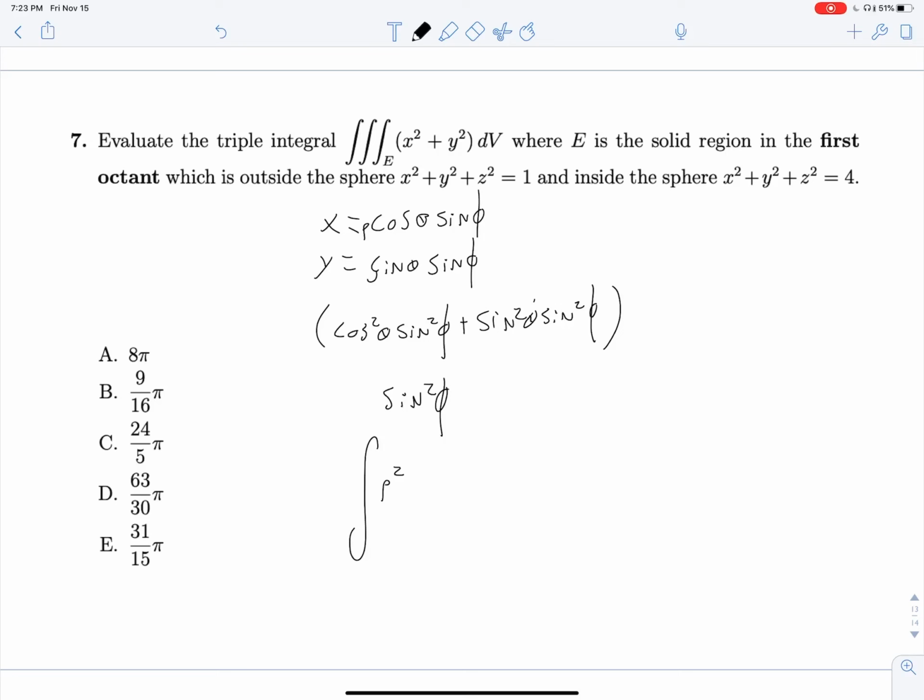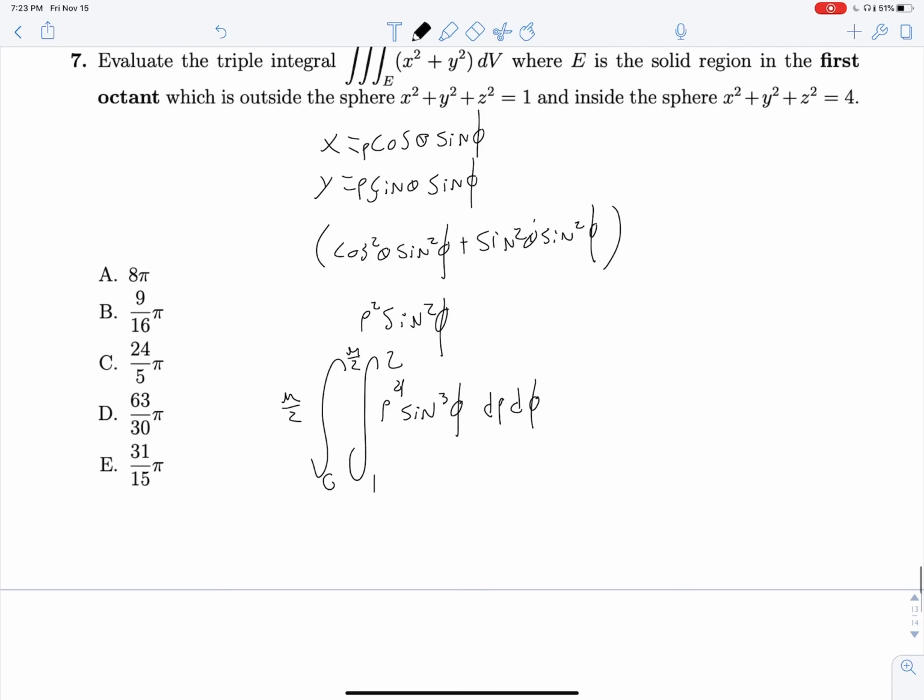Oh, sorry. This is supposed to be rho cosine and rho sine in there. So in fact, this is going to simplify to rho squared sine squared. So really this is rho to the 4th, sine cubed phi, d rho d phi. And let's take a look at our bounds. So we're outside of the sphere of radius 1 and inside of the sphere of radius 2. And we're in the first octant, so we know that both phi and theta have to be from 0 to pi over 2.